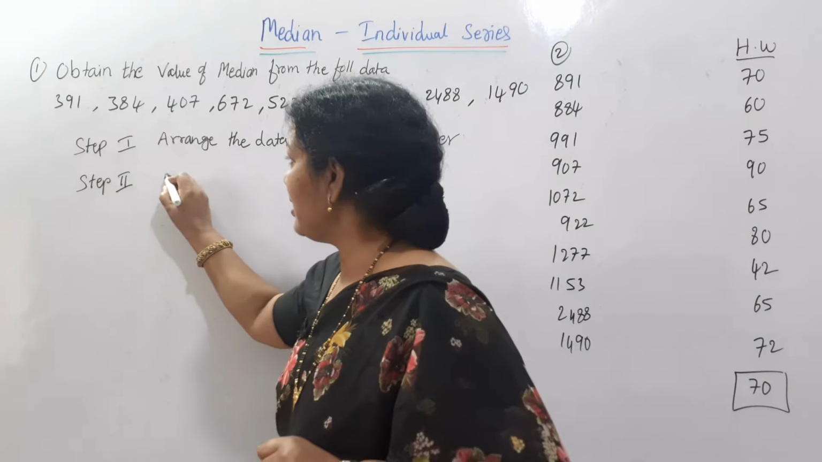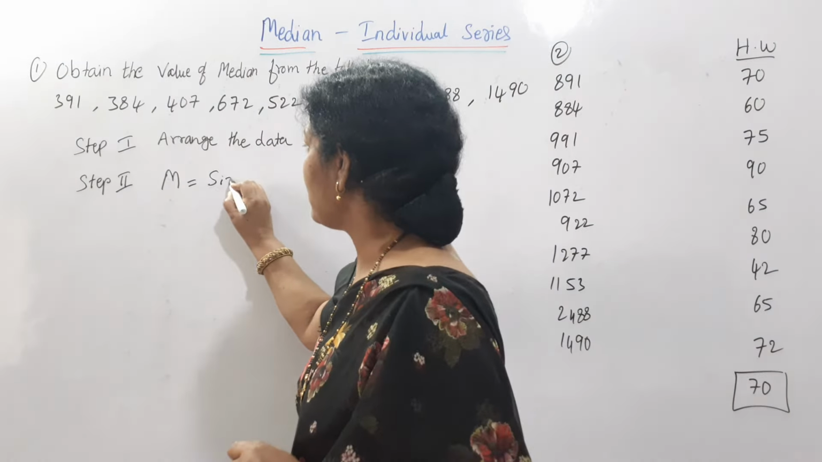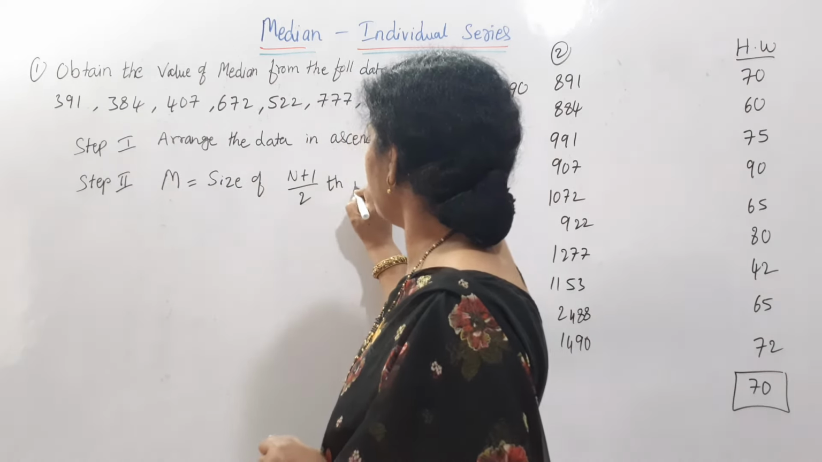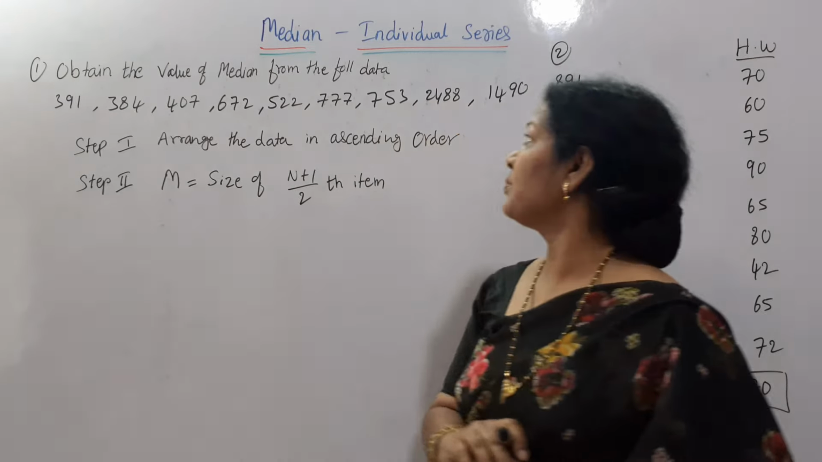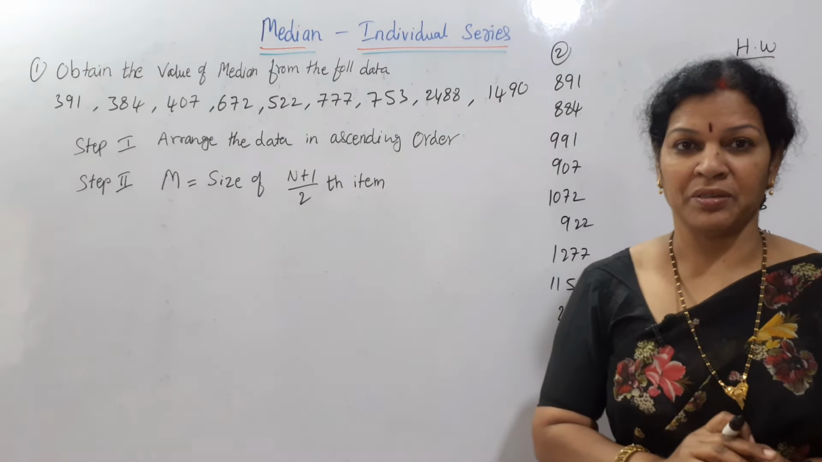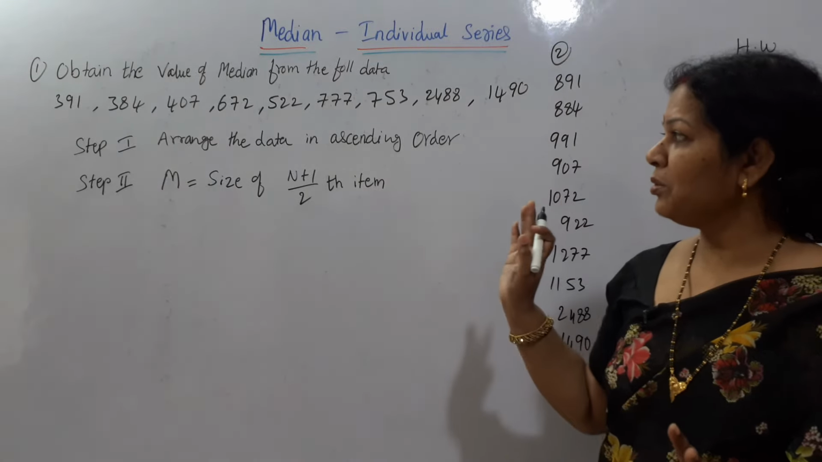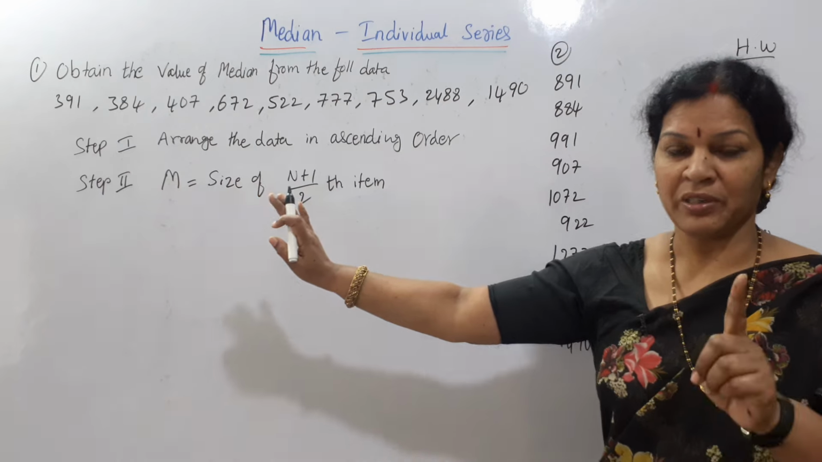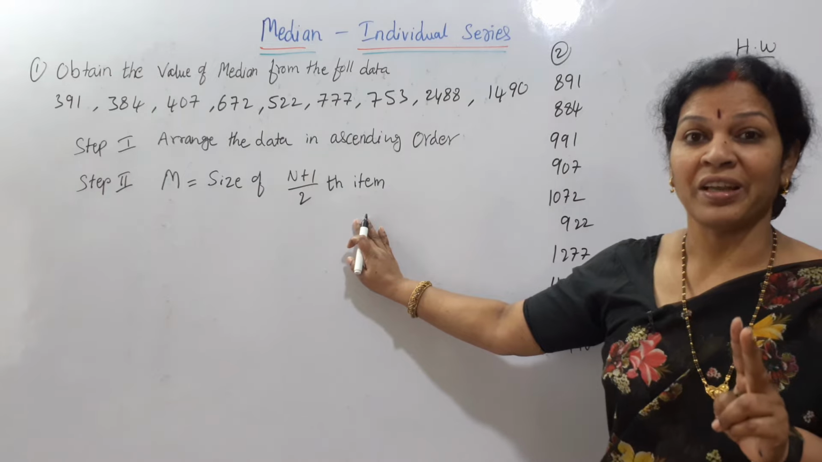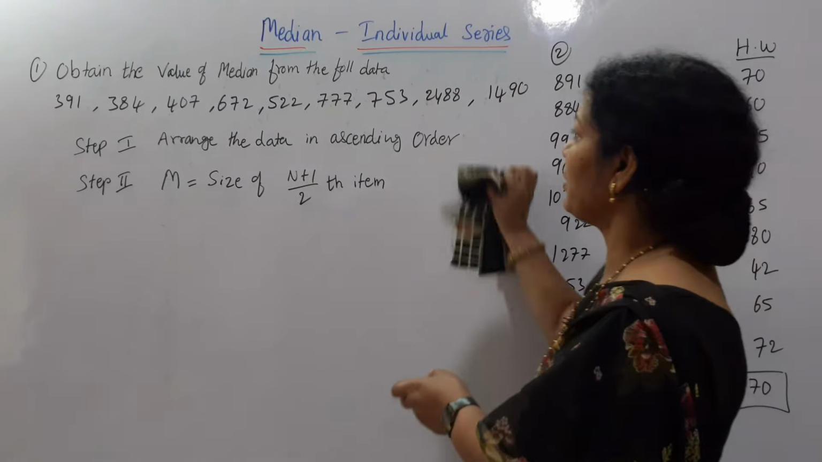So the formula is M is equal to, M means median, M is equal to size of (n plus 1) by 2th item. Only these two steps you have to remember. Am I clear? Space is very less, so I wanted to clear these two. Step number 1 is arranging the data into ascending order. Step number 2 is the formula, M is equal to size of (n plus 1) by 2th item, right? So I will clear this so that we can work out the problem.